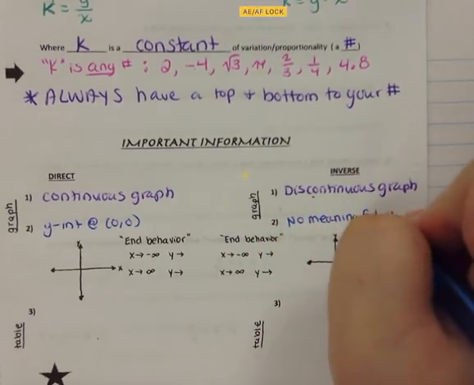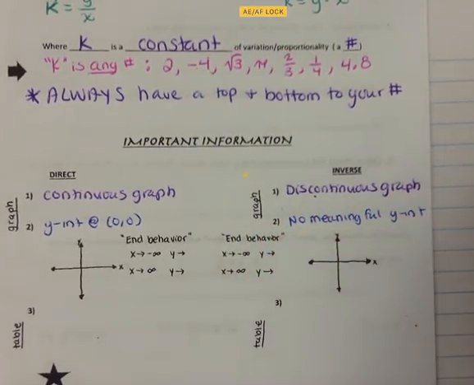No meaningful y-intercept. Sometimes you won't even have a y-intercept on here, but if you do, it's nothing from the equation. The equation won't tell you what your y-intercept is. So the y-intercept, where it crosses the y-axis, doesn't actually mean anything to the equation. It's just where it happens to cross.